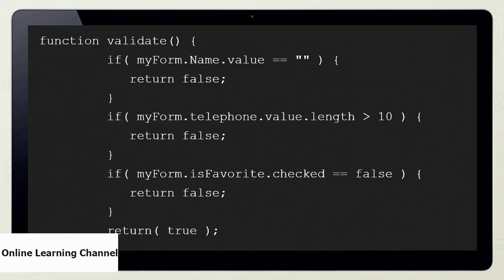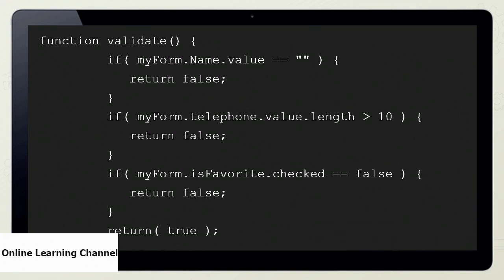Now our third check is checking a checkbox. Once we have a checkbox, we can give it an ID, let's say is favorite. That checkbox can have one of two states. It's either checked by the user or it's unchecked, meaning the user never touched it. So we can check the checked property of that checkbox to see if it's false or true. If it's true, it means that it's checked. In this case, if the user did not check it, then we are going to return false, and therefore the validate function will return false.